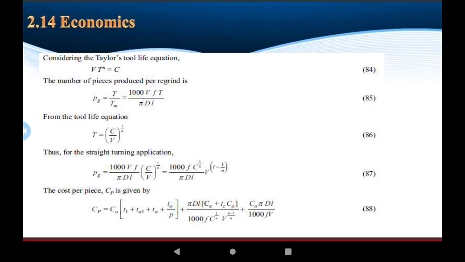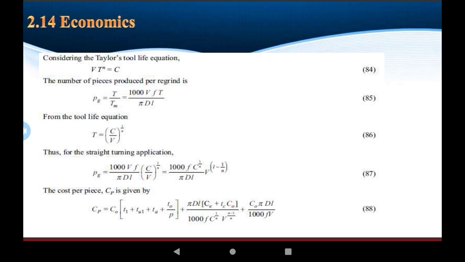This is the formula also used for other questions. For the Taylor tool life equation, T equal to C upon V power 1 by n, where n is the exponent, C is the constant, V is the velocity of the tool, and T is the tool life. For the straight turning application, Pg equal to 1000 Vf upon pi dl, putting the value for T in this equation, T equal to C by V power 1 by n.